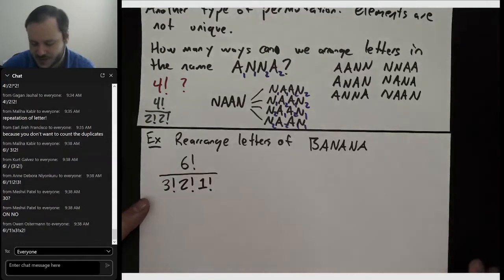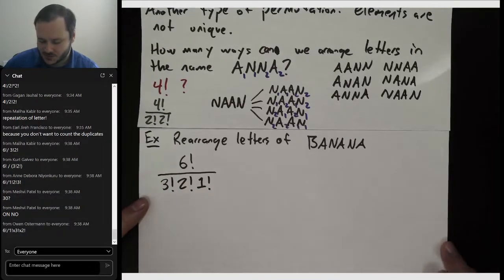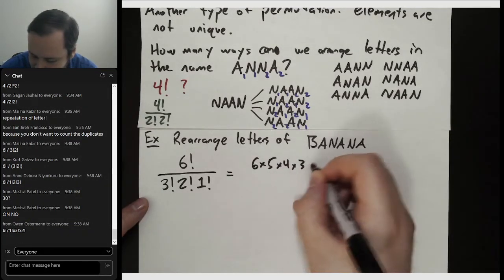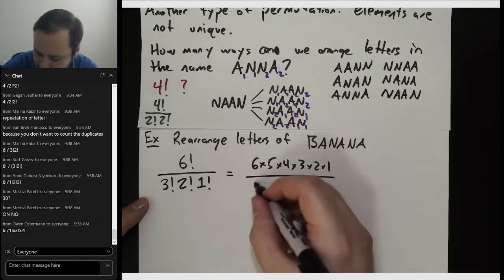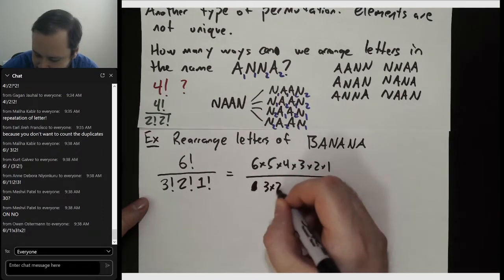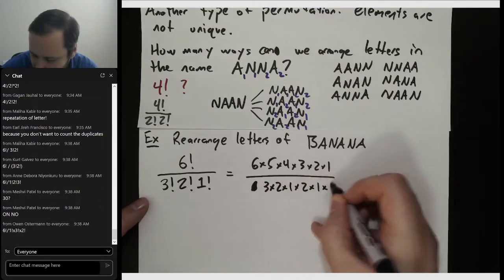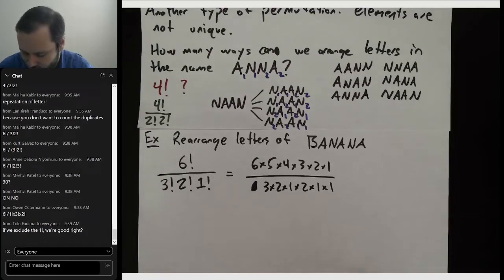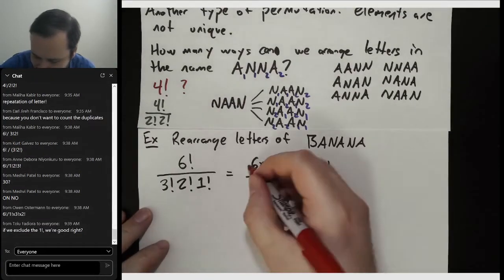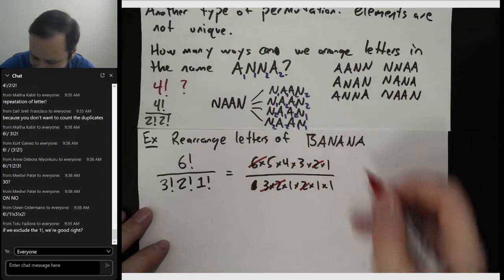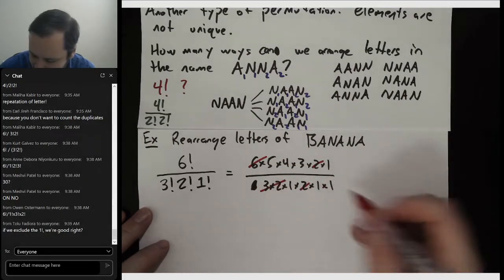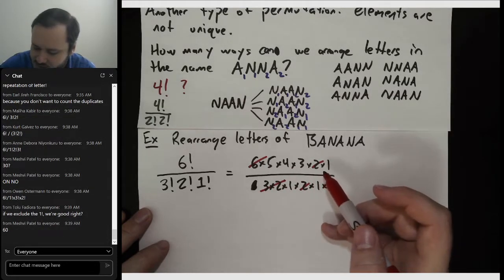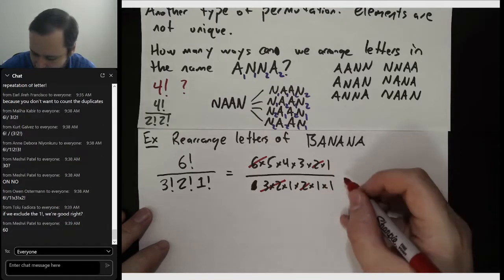So I'm perfectly happy with this as an answer. But we could also calculate what this is. 6 times 5 times 4 times 3 times 2 times 1, divided by 3 times 2 times 1 times 2 times 1 times 1. We can do some cancellation. 3 and 2 together take out a 6. 2 can take out a 2. And the 1s don't really matter. So 5 times 4 times 3 looks like 60. That's what I'm getting.